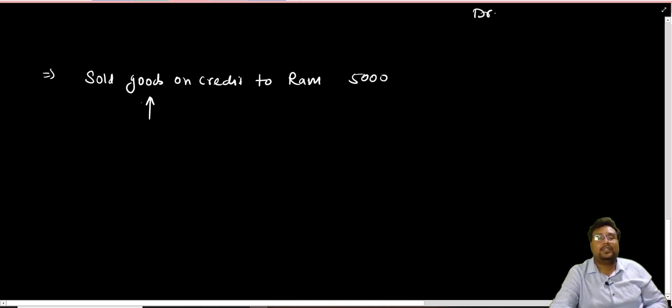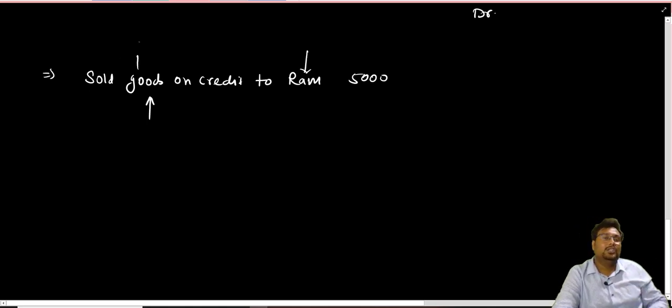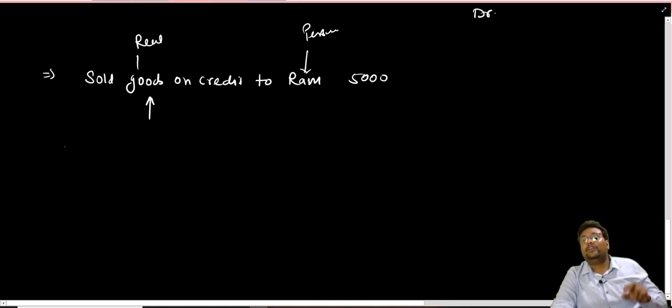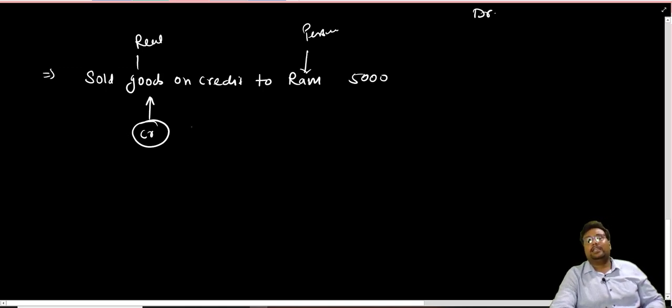And who is receiving that goods? Ram is receiving. So goods is property. So properties are real account. So real account, property, and Ram is what, beta? Personal account. So real account: debit what comes in, credit what goes out. So goods will be credited. And personal account says debit the receiver, credit the giver. Who is receiving goods? Ram is receiving goods. So debit the receiver. Get it? Tell me.